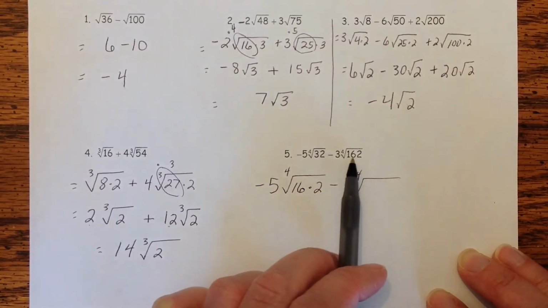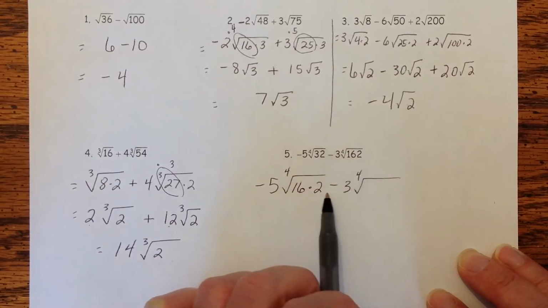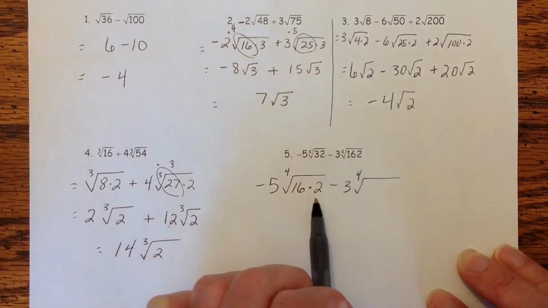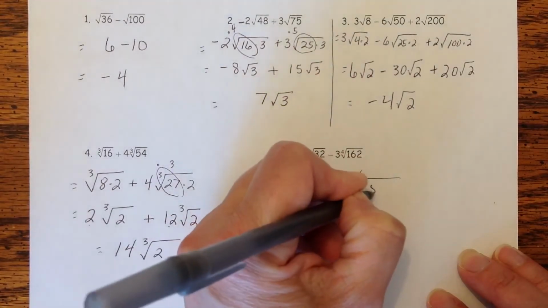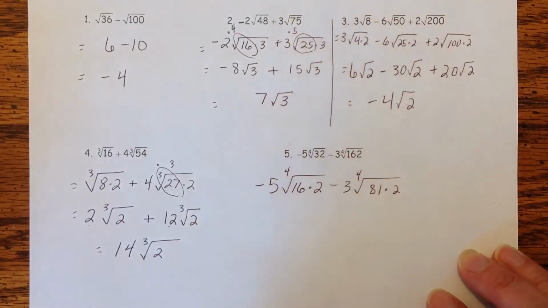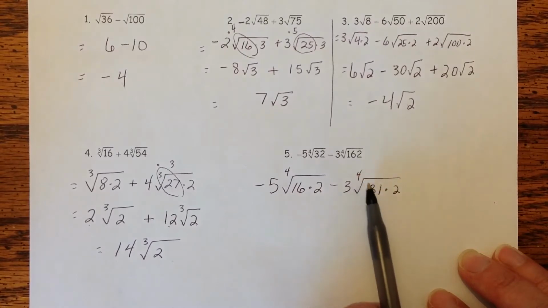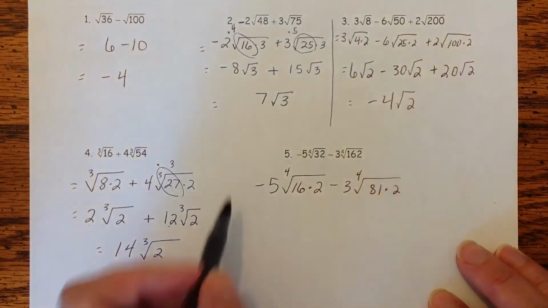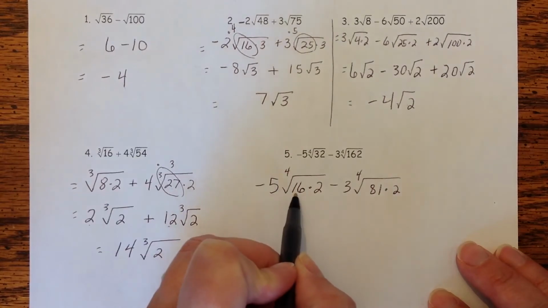So I'm going to take 162 divided by 2, and I'm going to get 81. And I get 81 times 2. Now it just so happens that 81 is 3 to the fourth power, so I can apply the fourth root to this number. So the fourth root of 16 is 2.